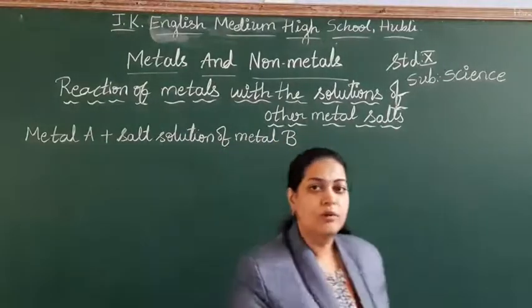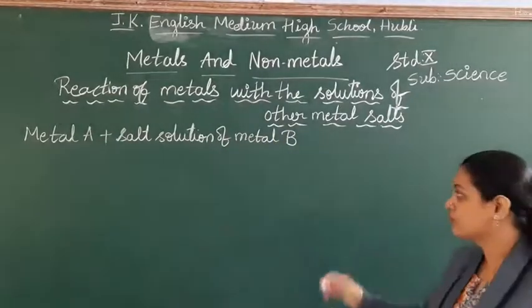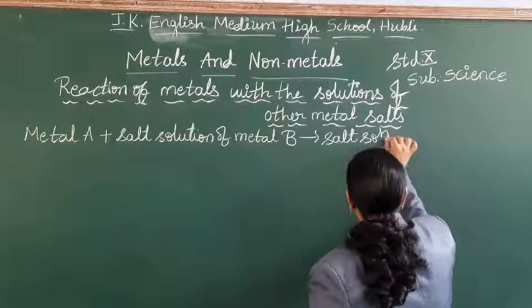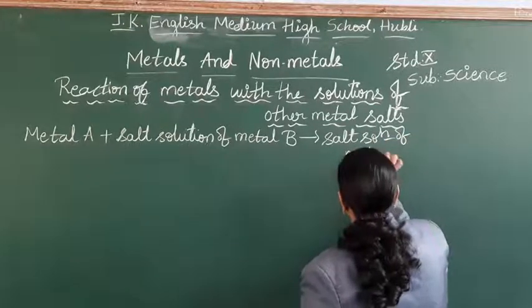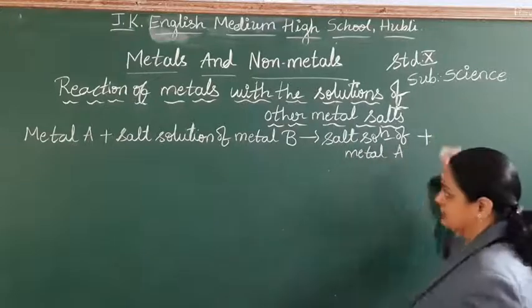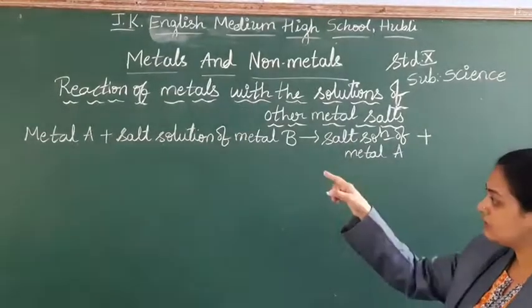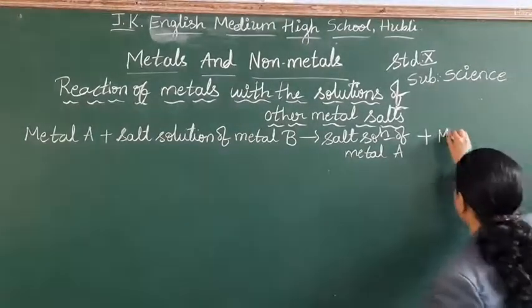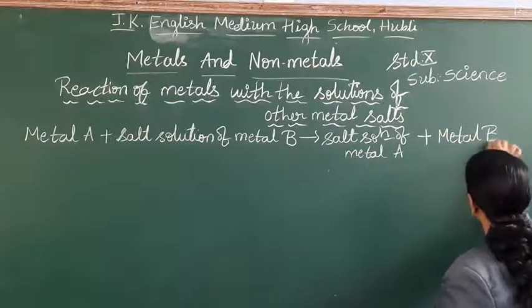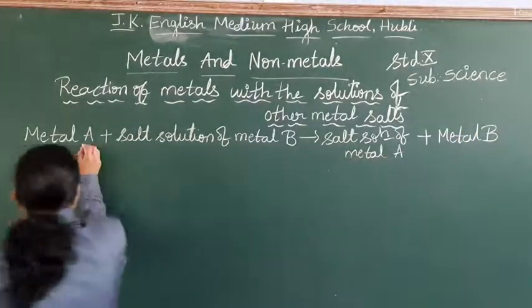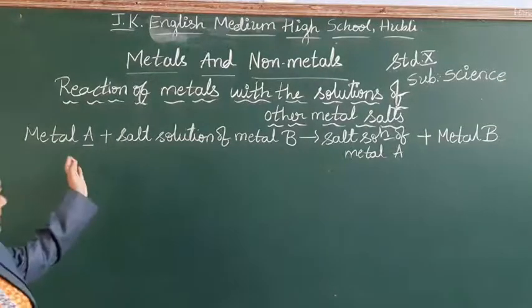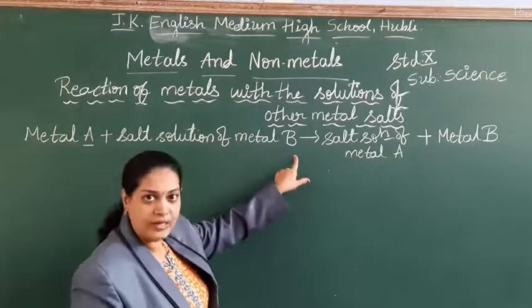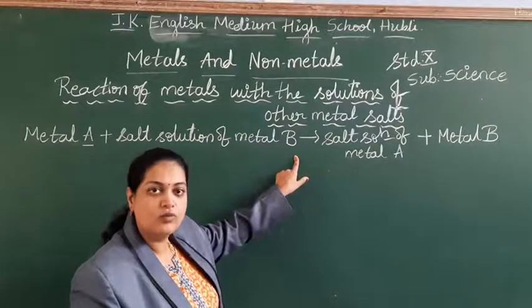which will give salt solution of metal A plus, what I can write, students, plus the metal B, right? Means what happened here? There is a metal called A, which is reacting with the aqueous salt solution of a metal B.